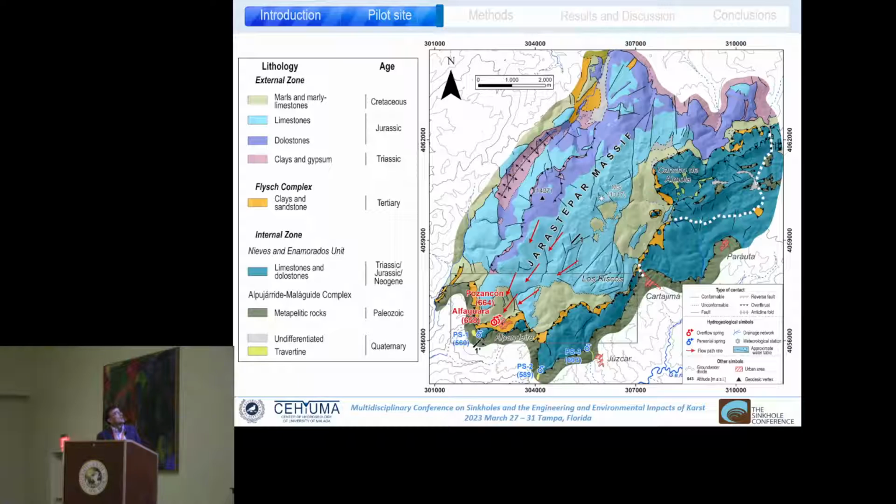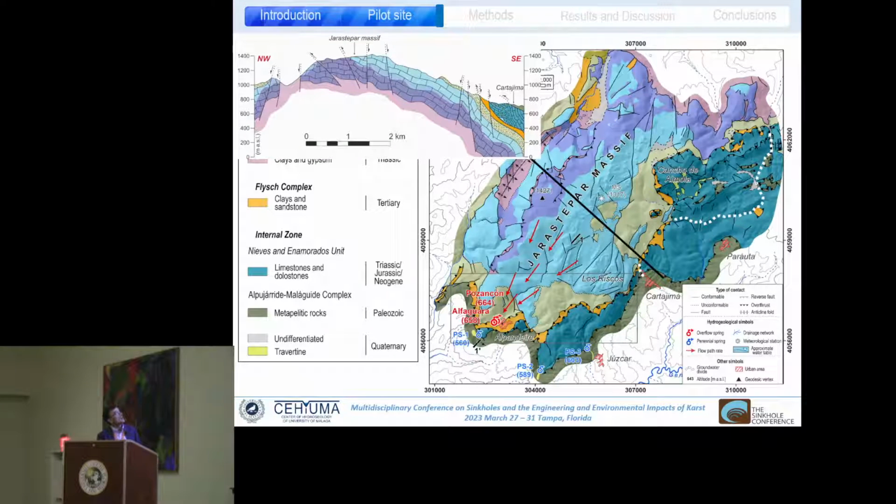So at the north, we have at the bottom clays and gypsum of Keuper Triassic. Over there, dolostone and limestone of Jurassic age, and finally marls and marly deposits of Cretaceous age. And at the south, we have dolostone of Triassic age, and these flysch deposits are really Tertiary in general.